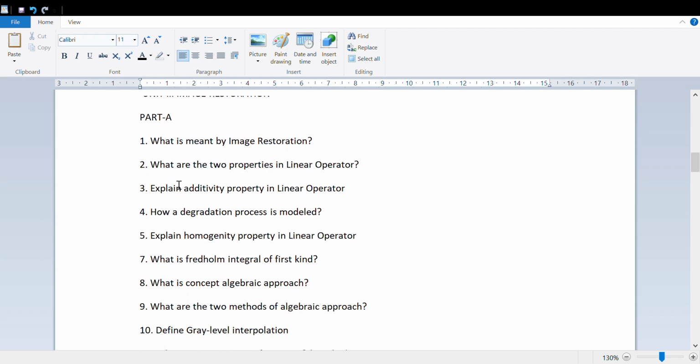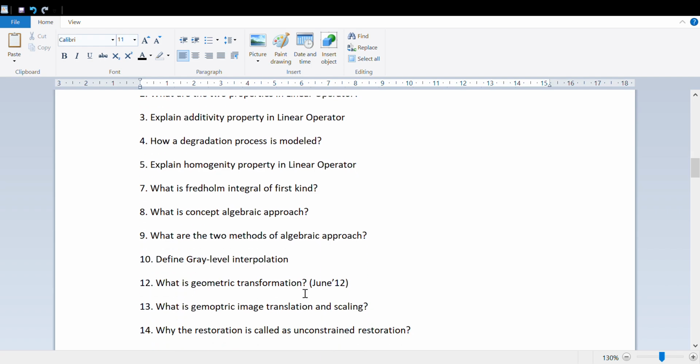What is meant by image restoration? Give the two properties of operators, and explain the degradation process and the concept of the algebraic expression. What are the two methods of the algebraic approach, and the different grayscale interpolation? What is geometric transformation? What is geometric translation and scaling? What is unconstrained restoration?